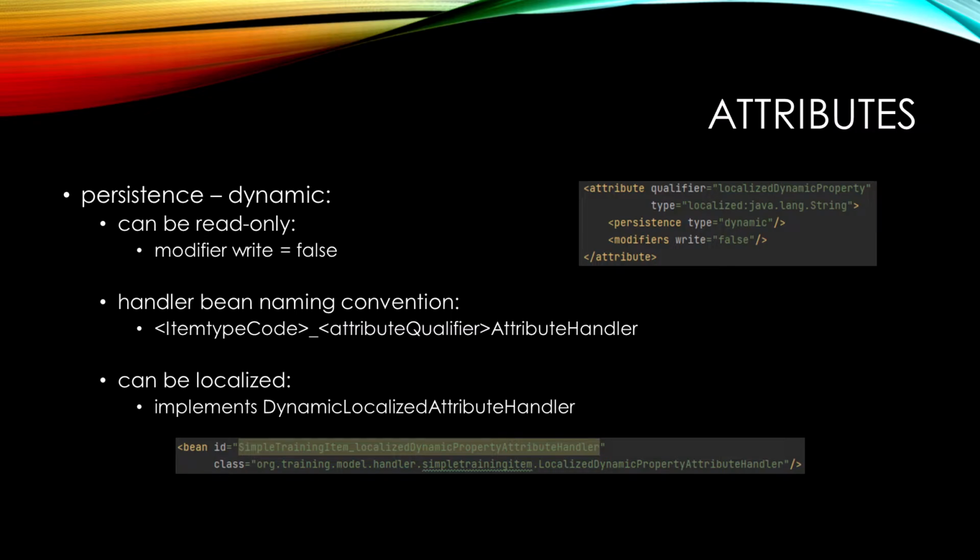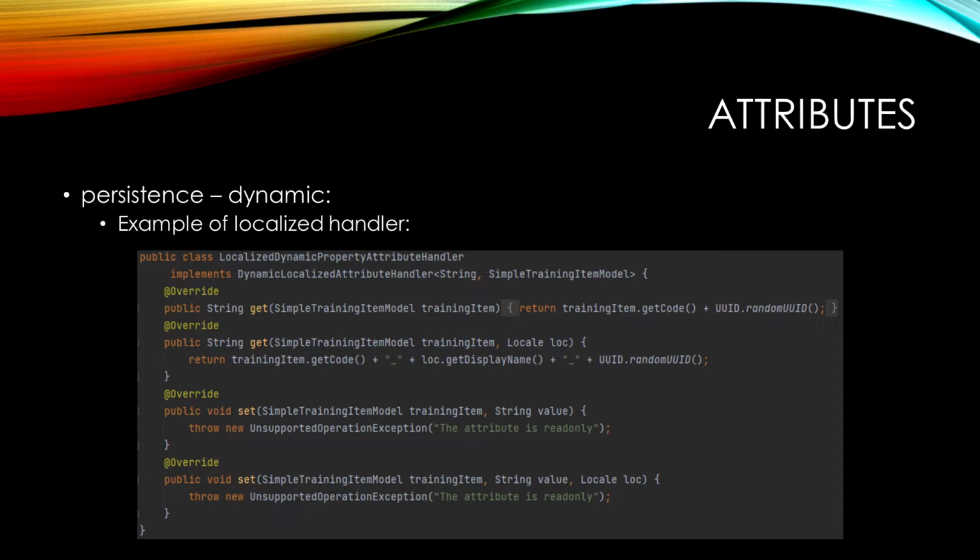Dynamic properties can also be localized. Localized handlers should implement a different interface. Here you can see an example of the localized handler.